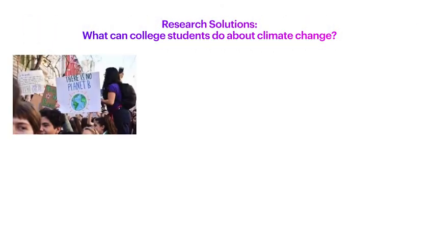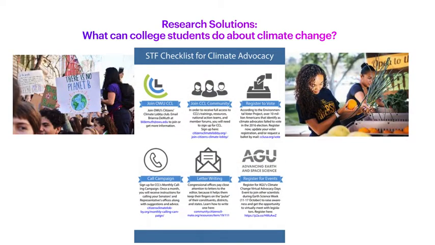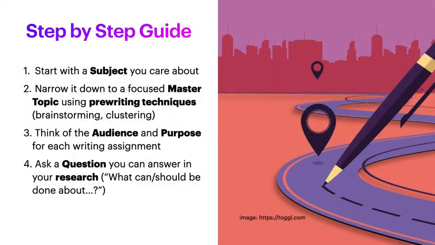And then as you do the research this semester, you'll think about these different possibilities, and your research might come up with these ideas. So for example, individual actions or collective actions like activism, nonviolent protest, and joining a movement. Or there could be individual actions like things you can do yourself, like reducing meat and dairy consumption, choosing organic, adopting a vegan diet. Or legislative actions, taking political action, contacting legislators, and obviously registering and voting. So this is what your research over the semester might turn up.